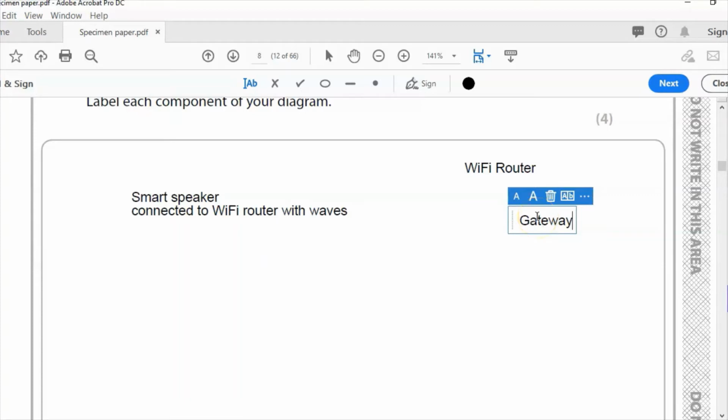So we need the gateway there and all devices and connections in the correct order. So the gateway would be connected by wires to the router. The router would be connected wirelessly to the smart speaker with waves. And that would gain me 4 marks for that question.